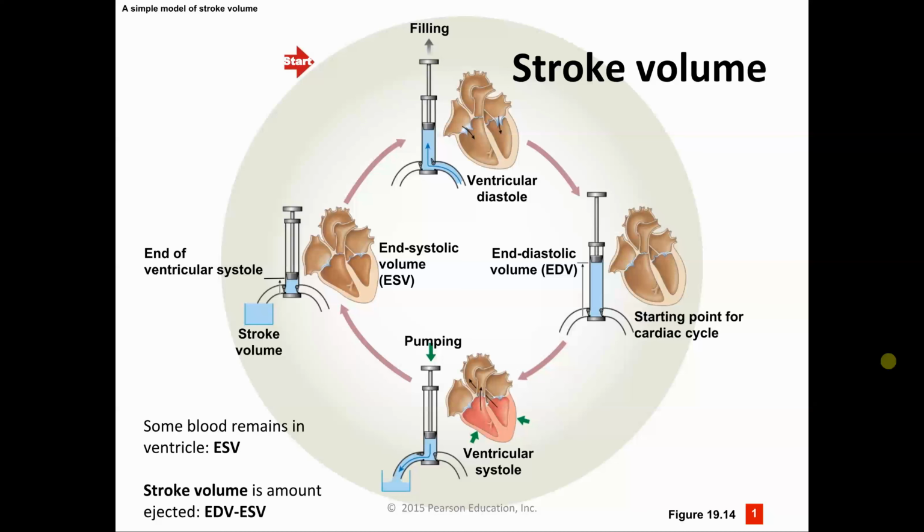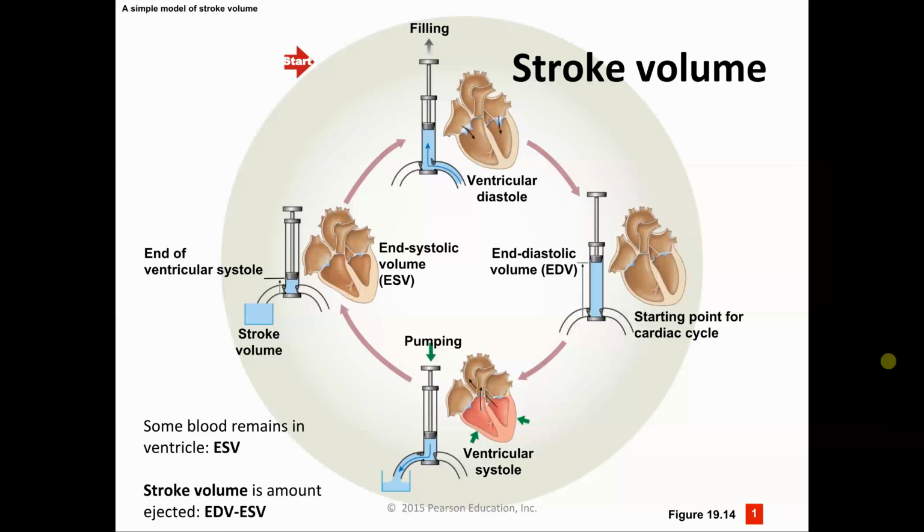So then really what matters is how much comes out of the heart and we can use for our tissues, right? So then the stroke volume is how much we started with in the end diastolic volume, minus how much we left, minus end systolic volume. So how much actually leaves the heart. So then there's a lot of things that are going to change what the stroke volume is.